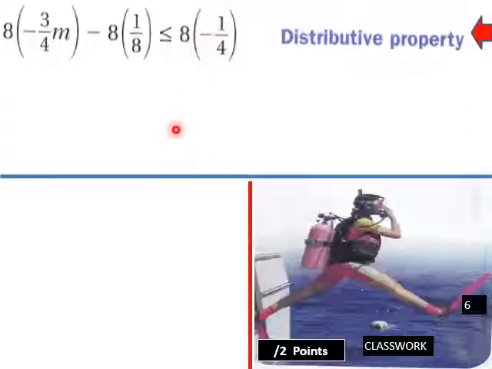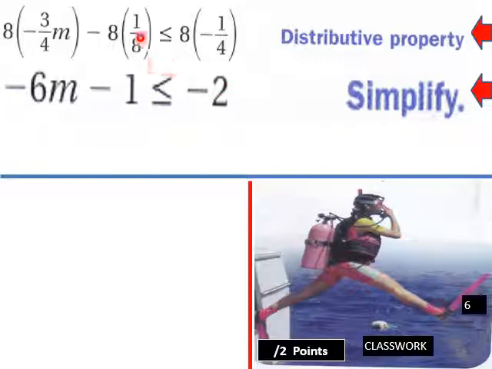And then once we multiply both sides by 8, we can get rid of these fractions. 4 going into 8 twice. 2 times 3 would be 6. Minus, these will cancel, you have 8 minus 1. And then this will become 2, and that'll be a negative 2 there. So we're going to use the distributive property for multiplication there. And then we end up with negative 6m minus 1 less than or equal to negative 2.